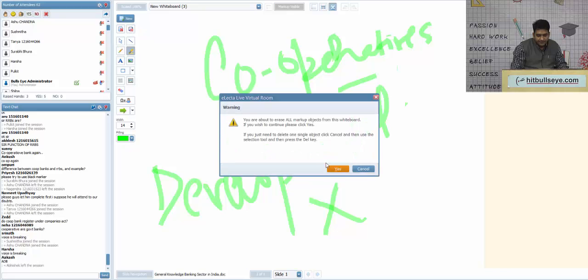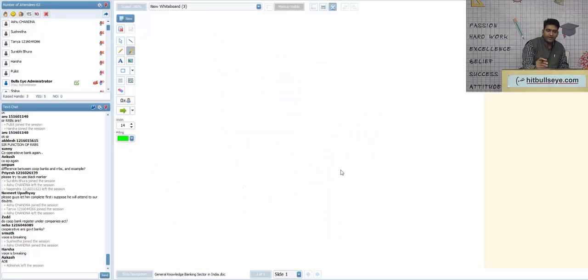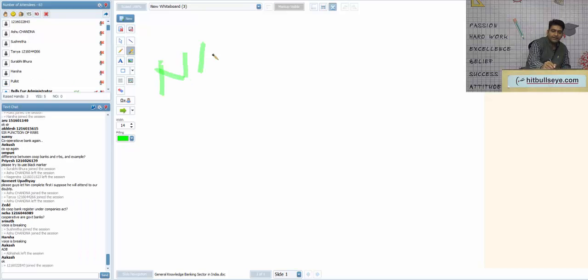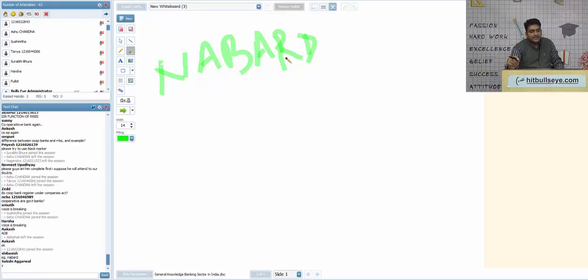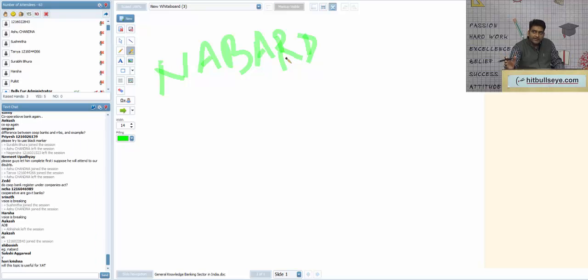We'll discuss, just wait. When we talk about developmental bank, the first such bank in India to be discussed is NABARD. Yes, Shibashish, NABARD. NABARD is National Bank for Agricultural and Rural Development. So this bank has a developmental role. It needs to provide service and do development of the assigned area, which is agriculture and rural development. Definitely, Hari, this can be a question.